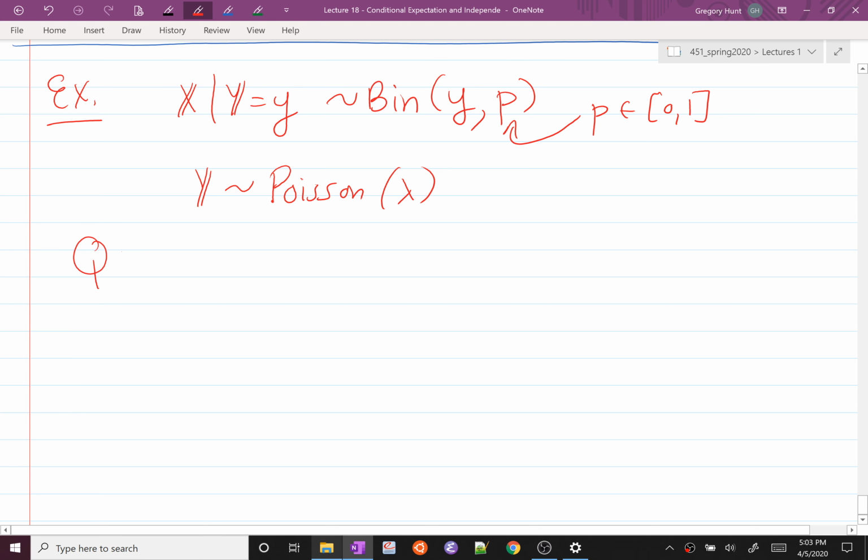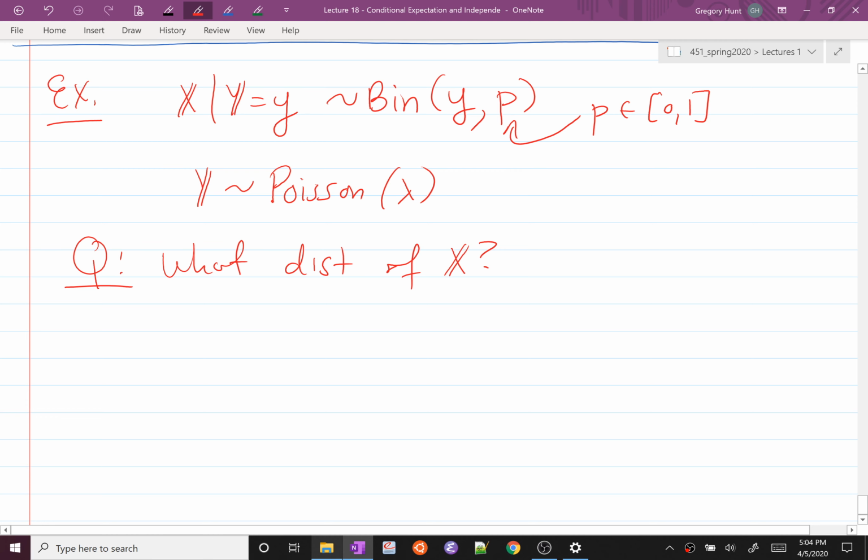And the question we can answer is, what is the distribution of x? What am I going to see if I do this experiment? First I draw something from Poisson, and then I do a binomial experiment with that many trials, with a certain probability of success p. How many successes am I going to see in this binomial if the number of trials is also random? So the problems start to get real fun this way.